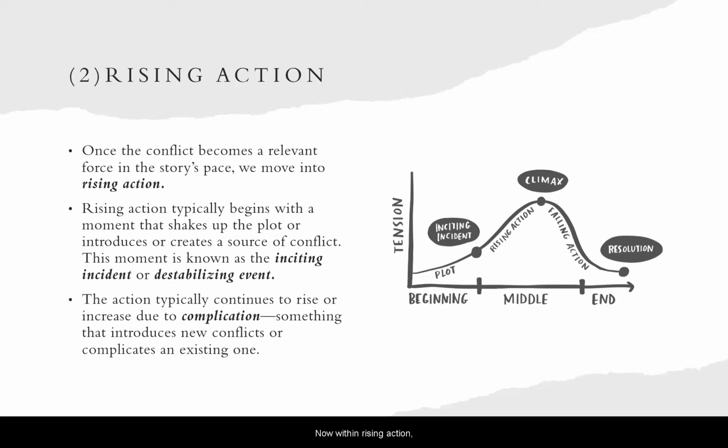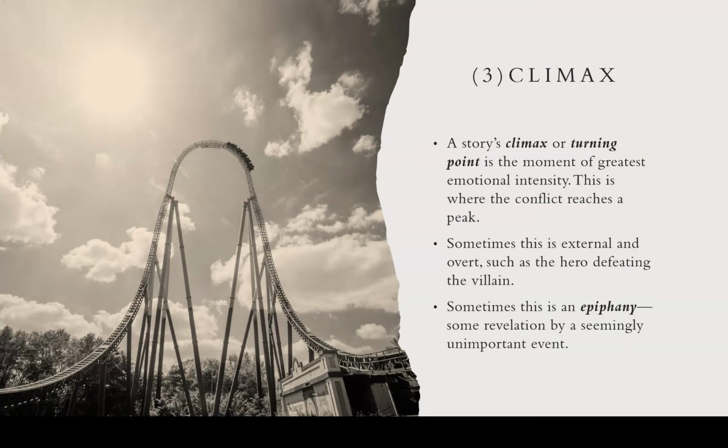Now, within rising action, the action typically continues to rise, so it gets more and more exciting the closer you get to the top of the hill. And this is due to complications, which are just new things that are introduced as conflict or that complicate existing forms of conflict. And then the top of the hill is the climax. A story's climax or turning point is the moment of greatest emotional intensity. This is where the conflict reaches a peak.